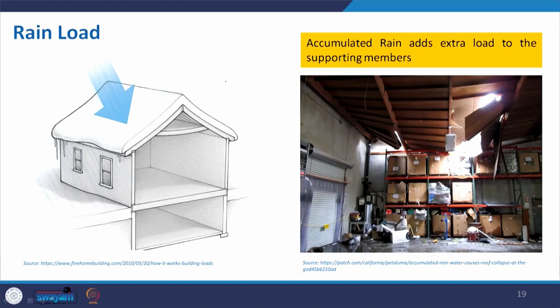Come to the rain load. Accumulated rain will add extra load to the supporting structure, and this may collapse. Here, a false ceiling was damaged due to rain, you can see the water here. That should also be taken into consideration.